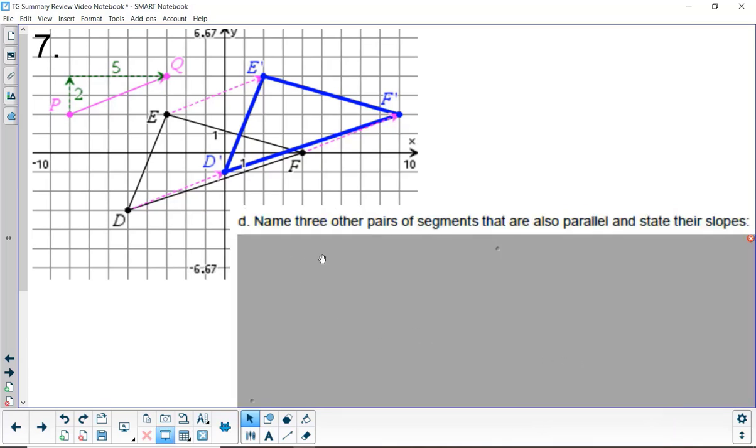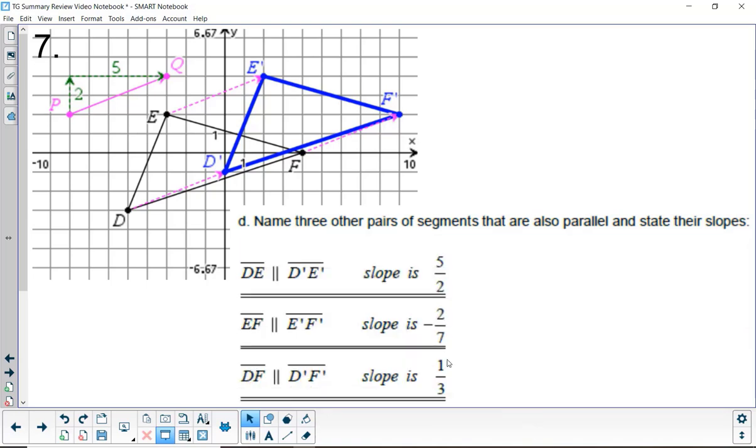7D asks, name 3 other pairs of segments that are also parallel and state their slopes. Well, DE and D prime E prime, EF and E prime F prime, and DF and D prime F prime should be parallel. DE and D prime E prime have a slope of 5/2, -2/7, +1/3, just by reading off of the grid. Press pause as needed.